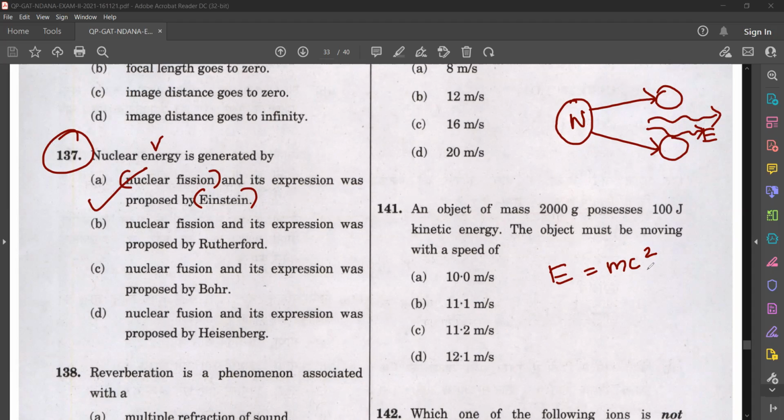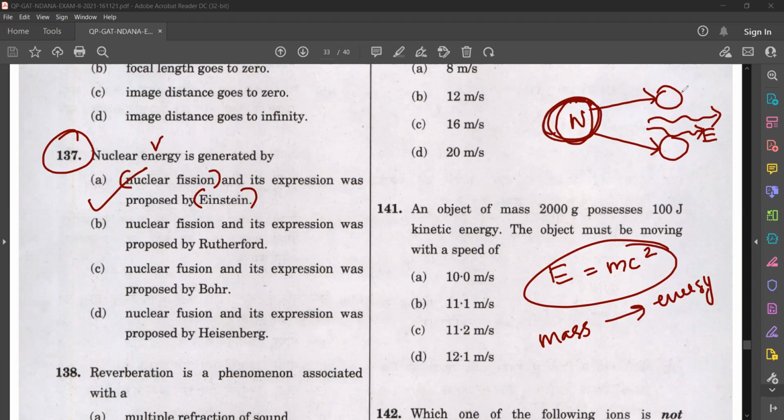So where E is the energy. This is the formula for conversion of a mass into energy. What is happening actually here? Here there is a mass, isn't it? That mass is being split. During that process, some amount of mass is converted to energy.